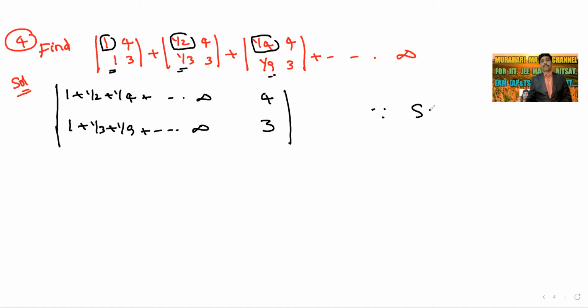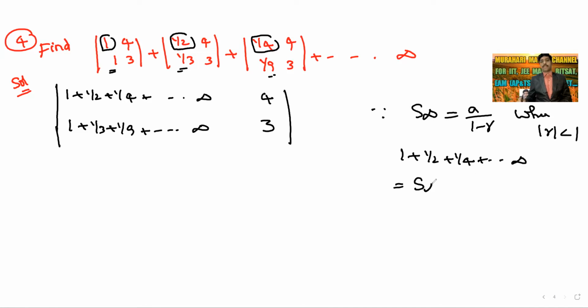The sum of an infinite GP is equal to A by 1 minus R, where modulus of R is less than 1, where A is the first term. So in this first series, 1 plus 1 by 2 plus 1 by 4 and so on, the sum of this infinite GP, S infinity, equals A by 1 minus R, where A is the first term 1 and the common ratio R is 1 by 2. So 1 by 1 minus 1 by 2 is nothing but 2.